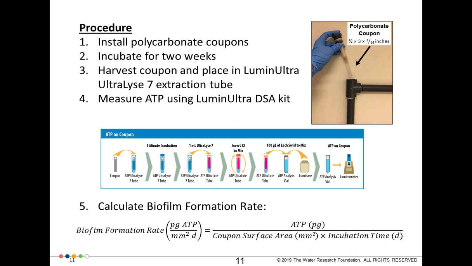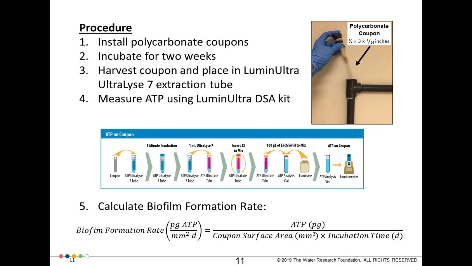So this slide has a little more detail on the procedure. Again, we're installing polycarbonate coupons. We incubate the coupons for a duration of 2 weeks and then remove the coupon and place it in the Luminultra Ultralight 7 extraction tube. This was for the ATP test kit that we used, which was through Luminultra using the deposit surface analysis kit, the DSA kit.